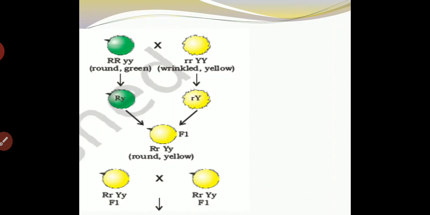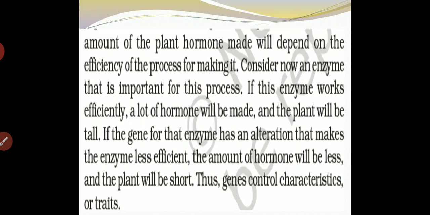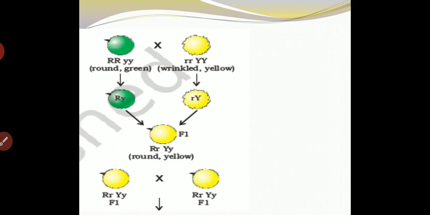Here you can see capital R, round and green, and wrinkled and yellow. Here you can see round, indicated as RR, green, and wrinkled, which is rr. Now if we see, both of them are interacting with each other, and due to which you can see that new combinations will be formed, R and Y.